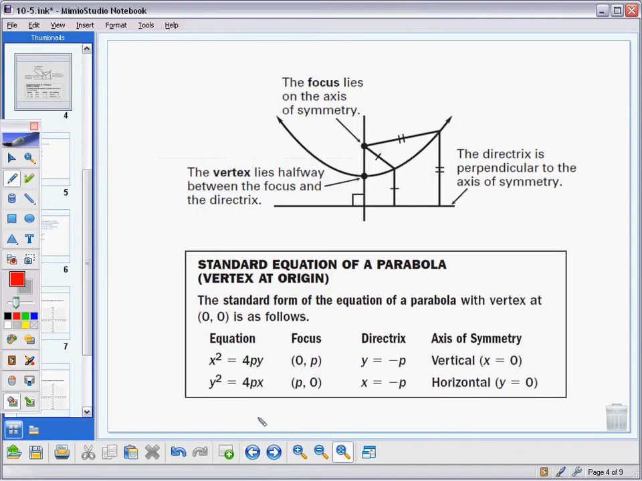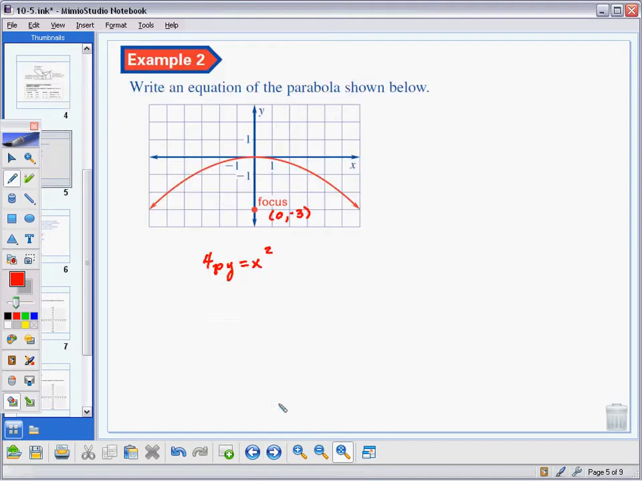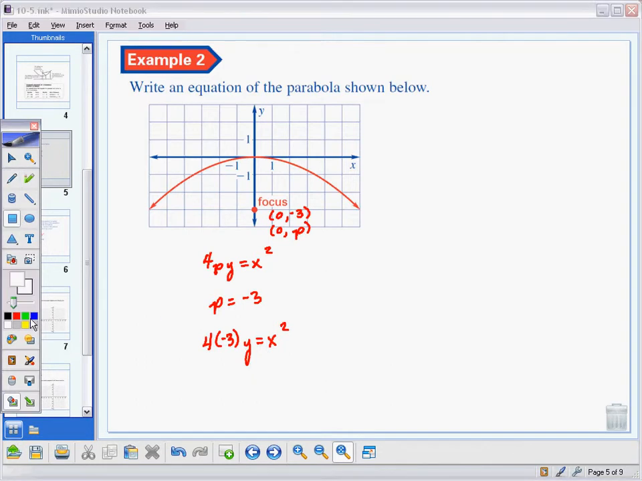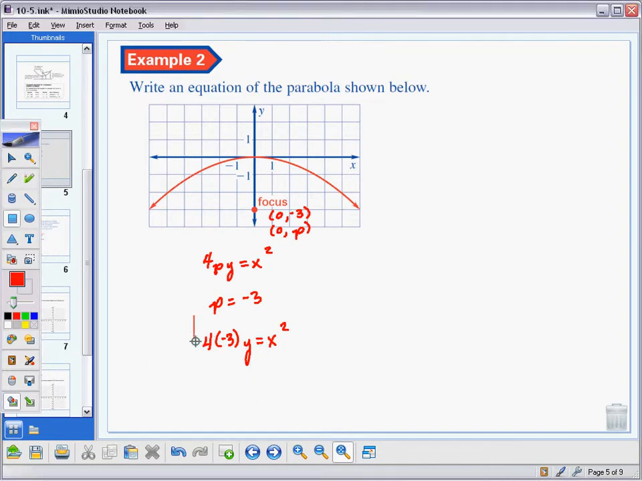According to our formulas from yesterday, the focus for a vertically opening parabola will be at (0, p). So this is (0, p), meaning that the p value equals -3. Thus the equation for this parabola must be 4 times -3 y equals x squared. And that's it. That's the equation of this parabola.